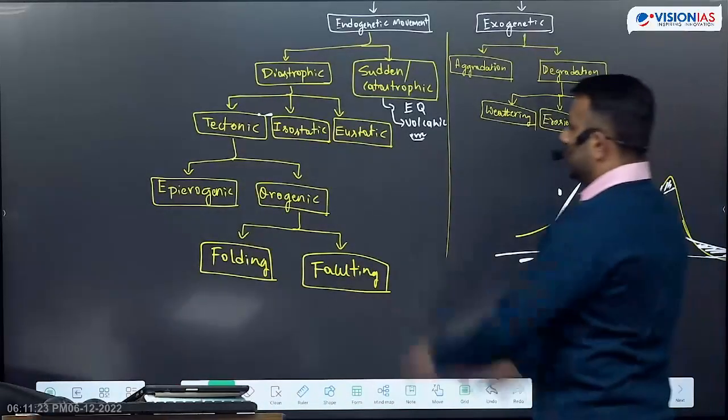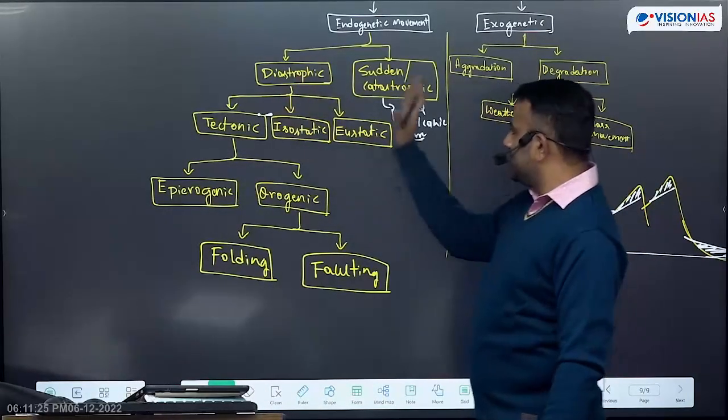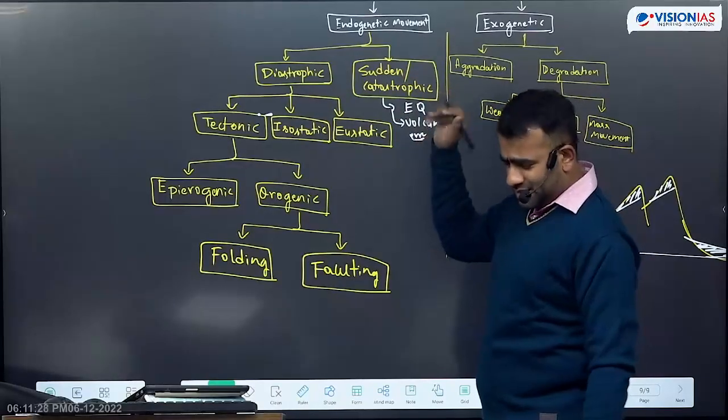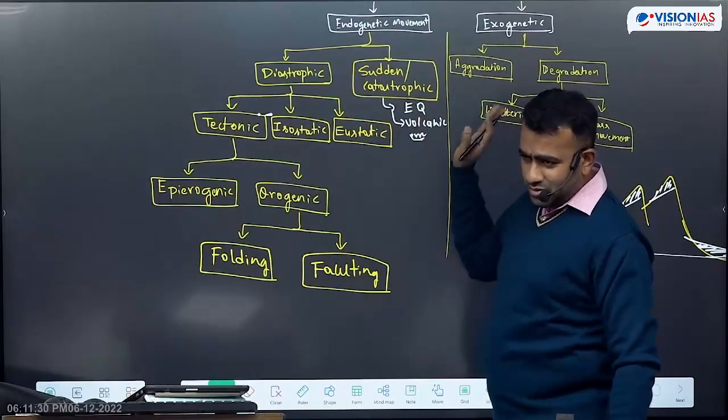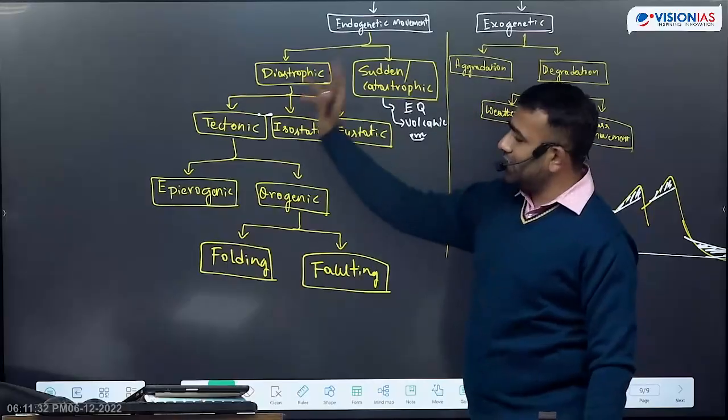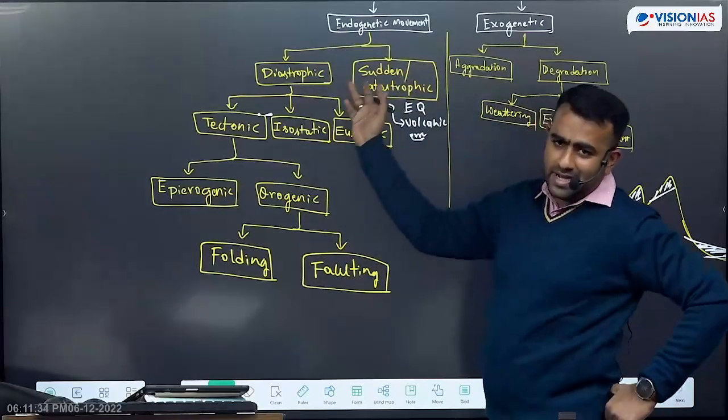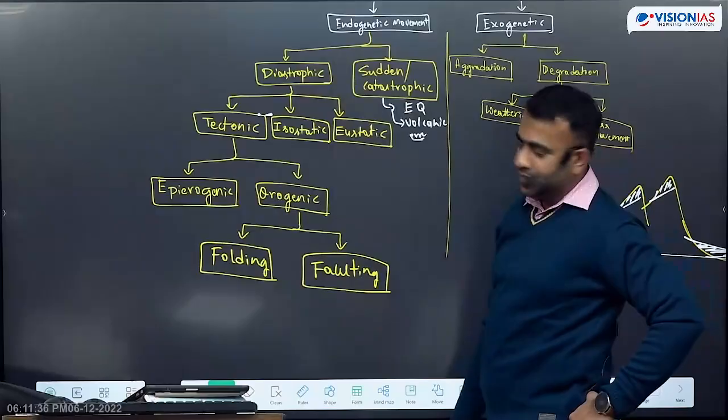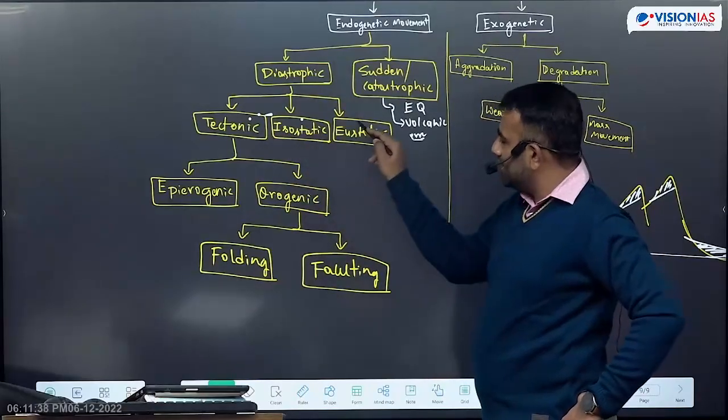Now I told you the interior movements are of two types, diastrophic and sudden. Sudden is very fast, and it ends, and is unpredictable. Diastrophic is slow and continuous, it will not end as such, and we are not able to observe it. They are of three types: tectonic, isostatic and eustatic.